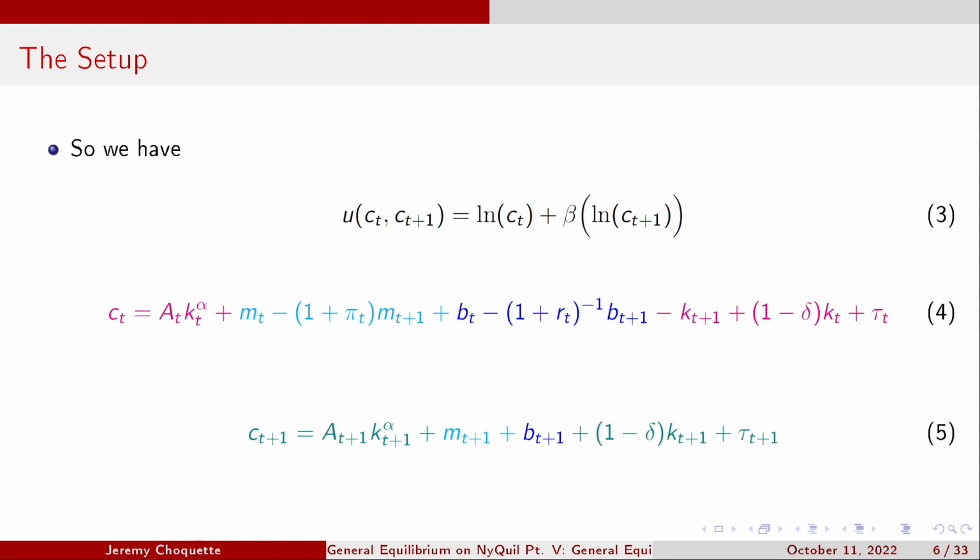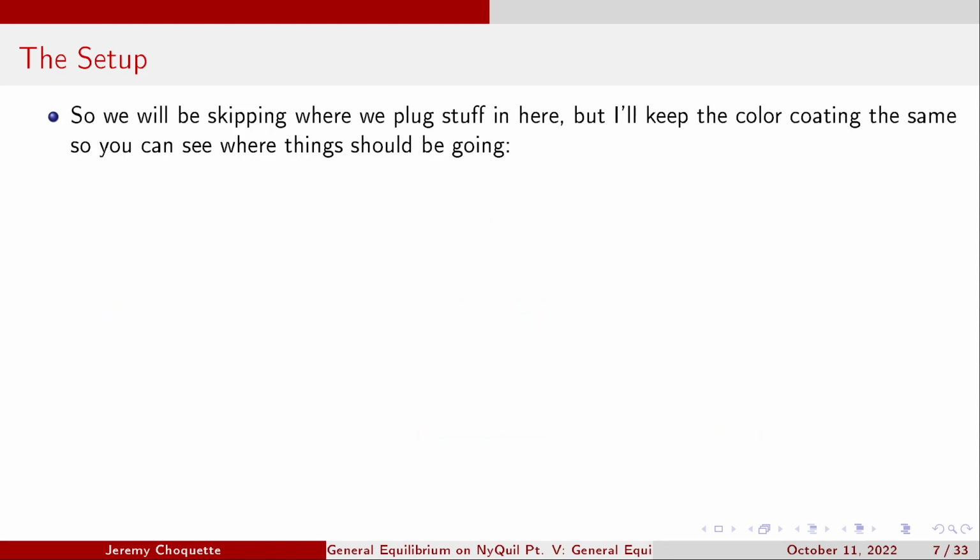And what we're going to want to do is substitute the right-hand side of equation 4 in for CT in equation 3 right here. And we're going to want to substitute the right-hand side of equation 5 in for CT plus 1 here in equation 3. Now, I'm not going to be doing it explicitly in these slides because it would literally run over the edge of the slide. I'm doing the best I can here. But you should be able to see where things are going to be going.